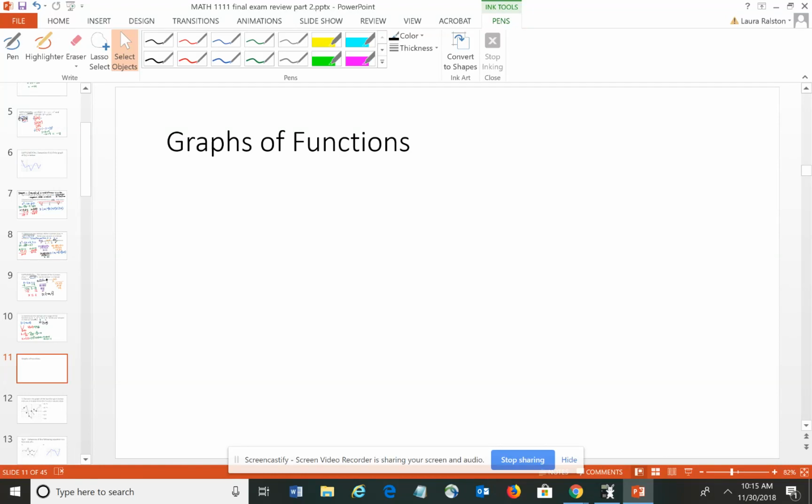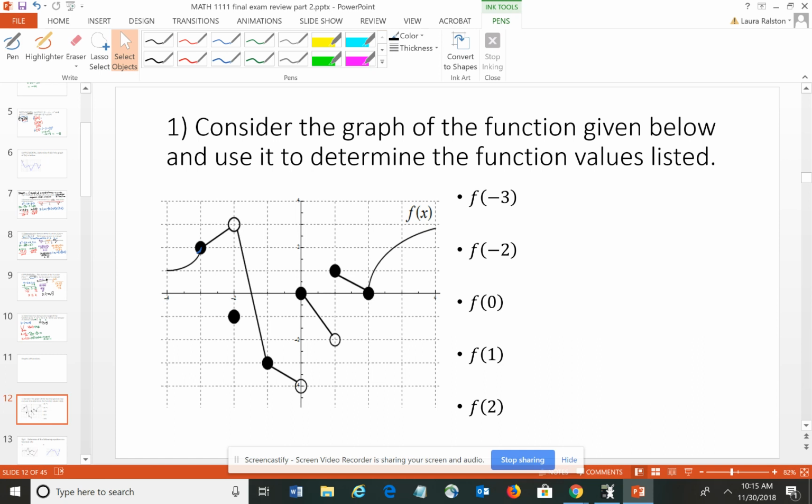Continuing on our discussion of the final exam review, we're now under the topic graph of functions. One of the first questions asks you to use the graph of a function to determine specific function values. As you're looking at this graph, you'll notice that some points are colored in or closed, which means they're usable or included as part of the graph. Other points are open or not colored in, and that indicates that they are not usable. So be careful as you're reading the graph.